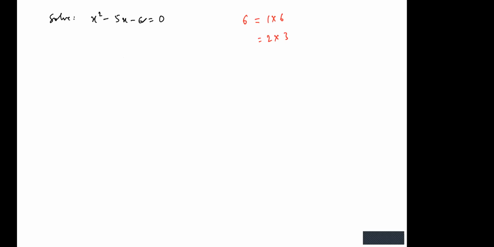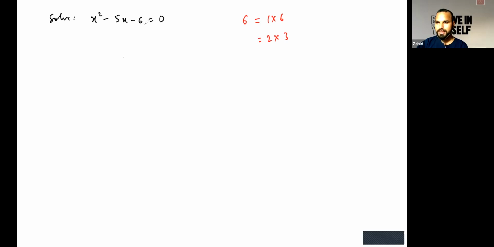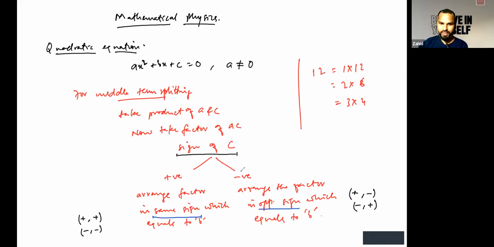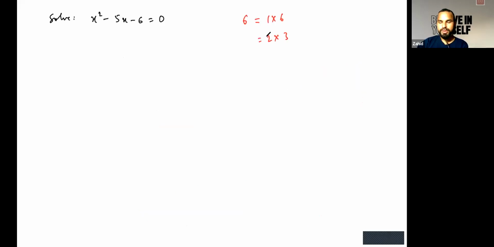Now, check the sign of the constant term, that is the c part, which is minus 6. Is it positive or negative? Negative. So according to the rule, for a negative constant term, you have to arrange the factors of AC in opposite sign, which equals the middle term, that is B. So opposite sign means subtraction of the two terms, which equals the middle term. Let's say you have taken the factors to be 2 and 3. So in opposite sign, let's say 2 is positive and 3 is negative. So minus 3 plus 2 will give you minus 1.